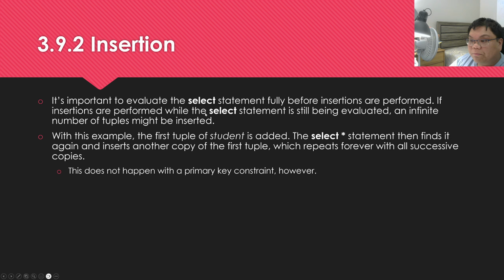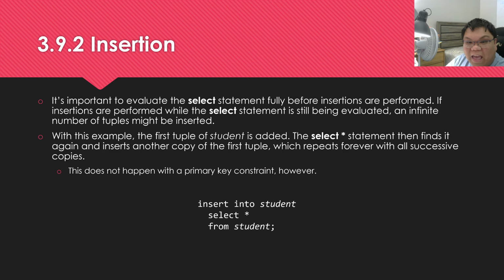If insertions are performed while the select statement is still being evaluated, you will end up with an infinite number of tuples being inserted. With this example, the first tuple of student is added, the select star statement then finds it again and inserts another copy of the first tuple, and so on to infinity, ad infinitum. This does not happen with a primary key constraint, however.